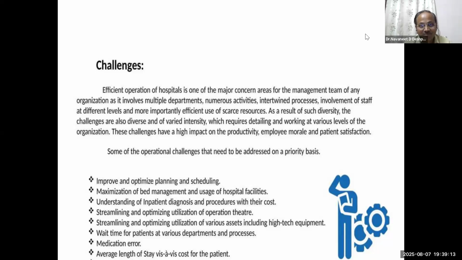Next, understanding of the inpatient diagnosis and procedures with their cost. So every procedure, right from scanning, MRI scans, X-ray scans, everything comes at a cost which the patient may not know. This is very important to convince them how much the costs are involved.